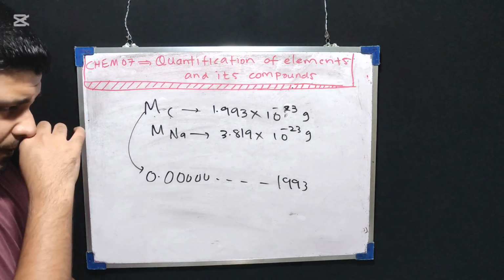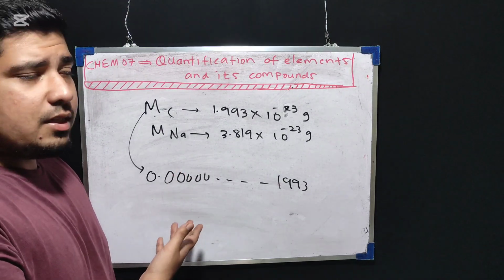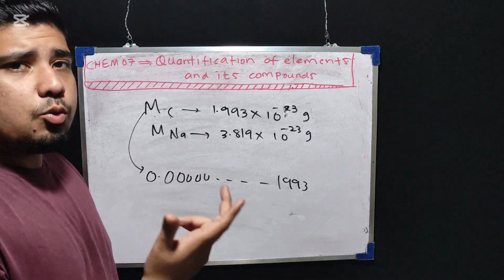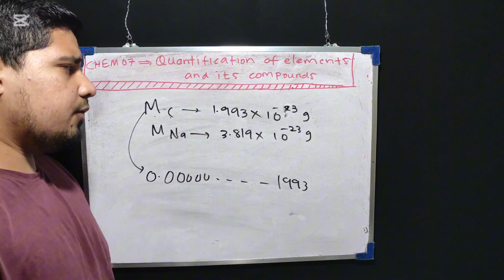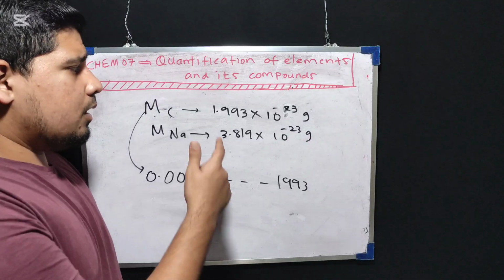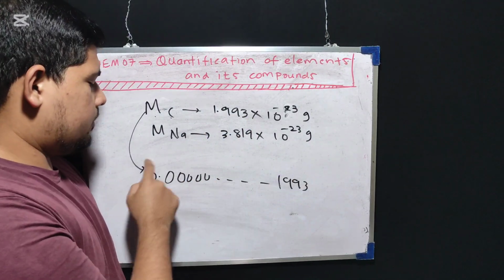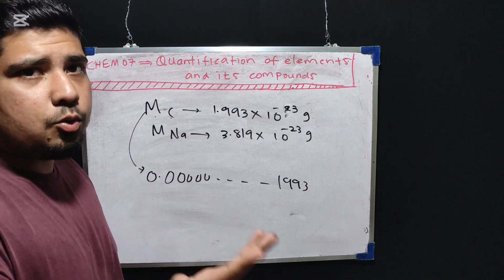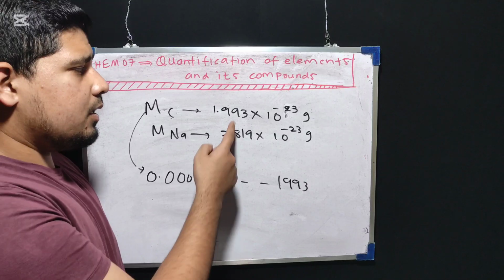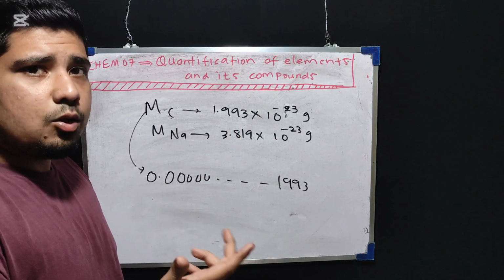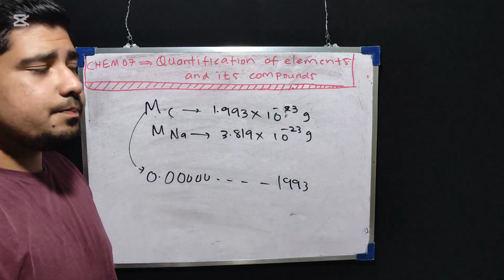Okay, so what is the disadvantage of this? Why can't we measure these units? These are very, very small units. You can't measure these units. Theoretically, 1.99 into 10 to the power minus 23 means this much value. But when I tell you to measure this mass on a scale, you will be unable to measure that mass because it is a very, very small mass.